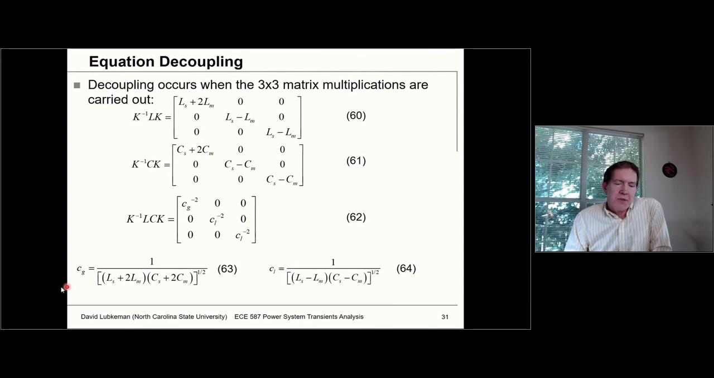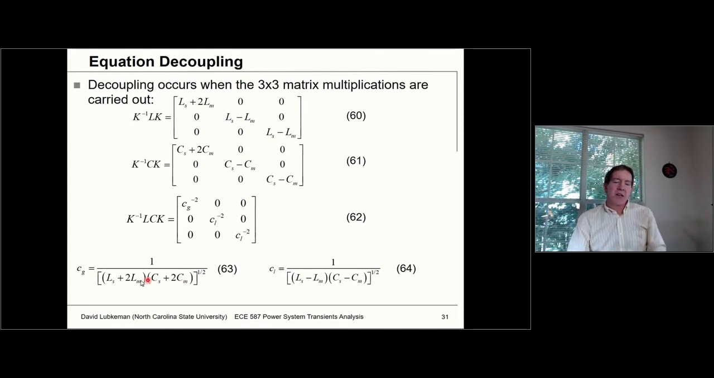So if we can do this, then this is going to be the equivalent inductance associated with the ground mode. This is going to be the equivalent inductance associated with one of the line modes. Similar for the capacitance, we're going to have speed terms associated with ground mode and line mode, where this ground mode term is going to be 1 divided by the square root of Ls plus 2Lm times Cs plus 2Cm.